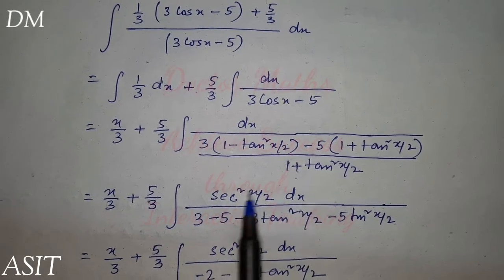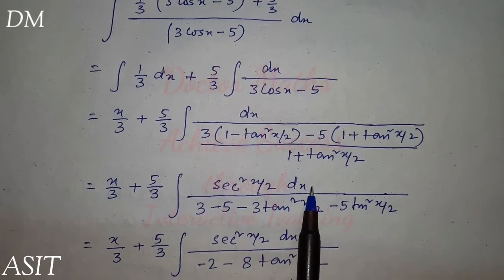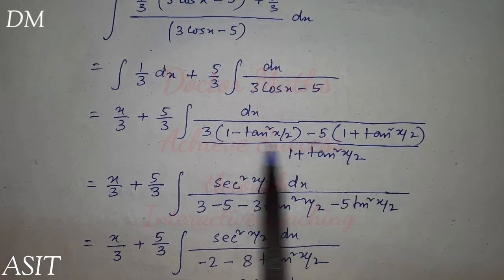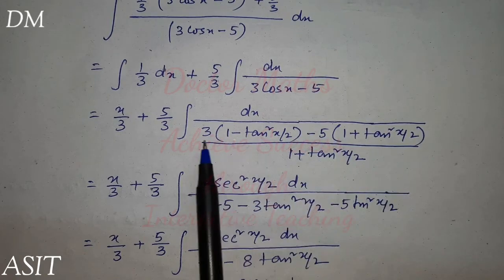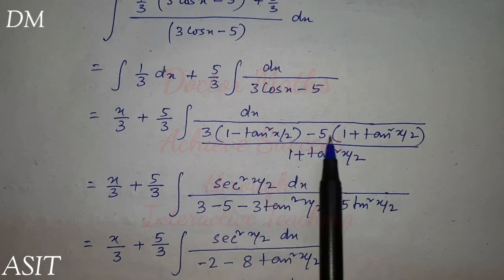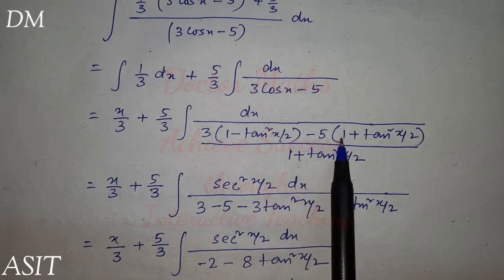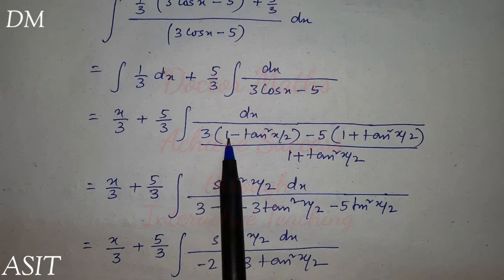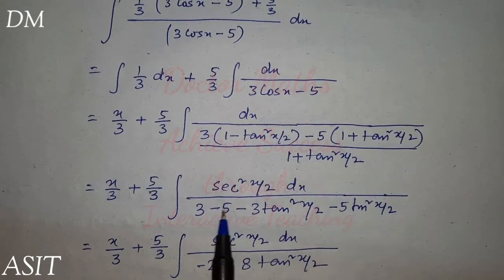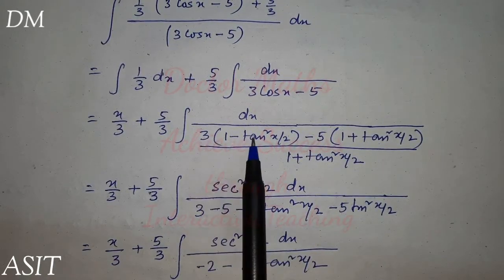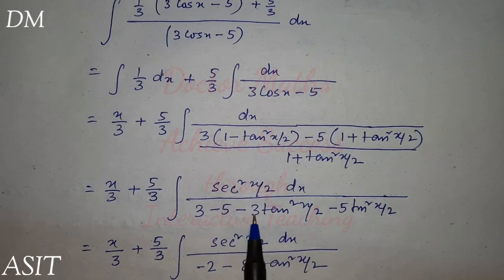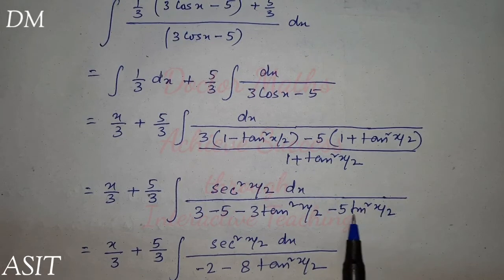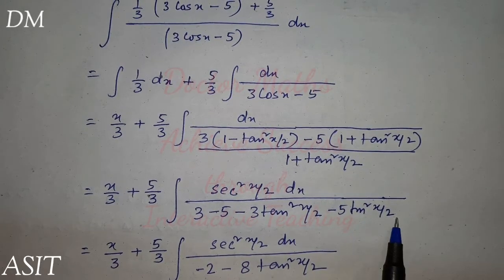So therefore this will be sec square x/2 dx divided by, now if I simplify this denominator, we can write 3 minus 5. I am writing the constants first: 3 into 1 is 3, minus 5 into 1 is minus 5, then 3 into tan square x/2 with minus, so minus 3 tan square x/2, then minus 5 into tan square x/2, so minus 5 tan square x/2.